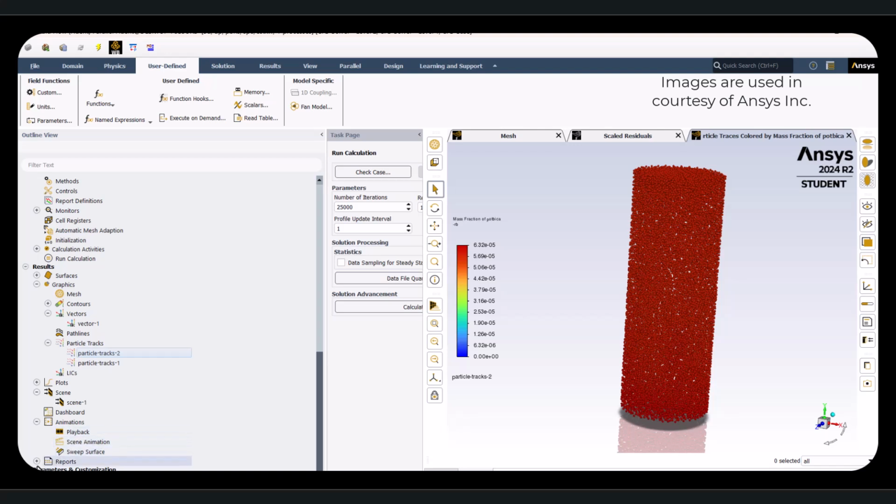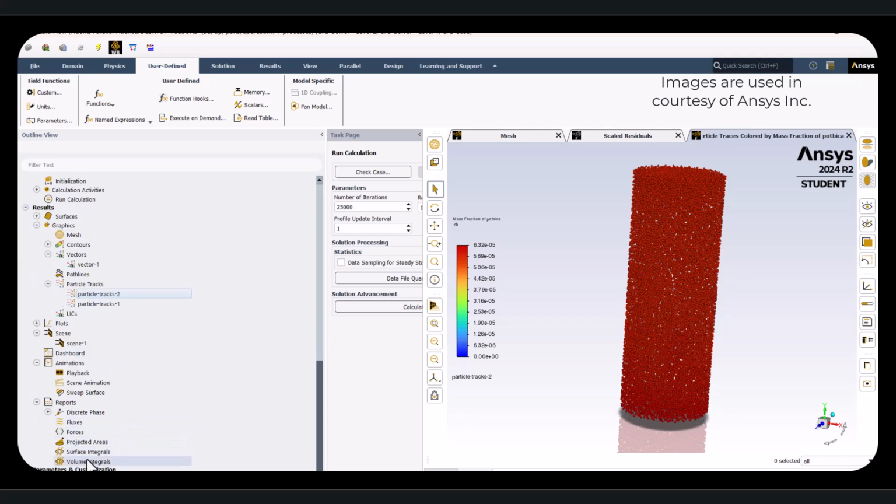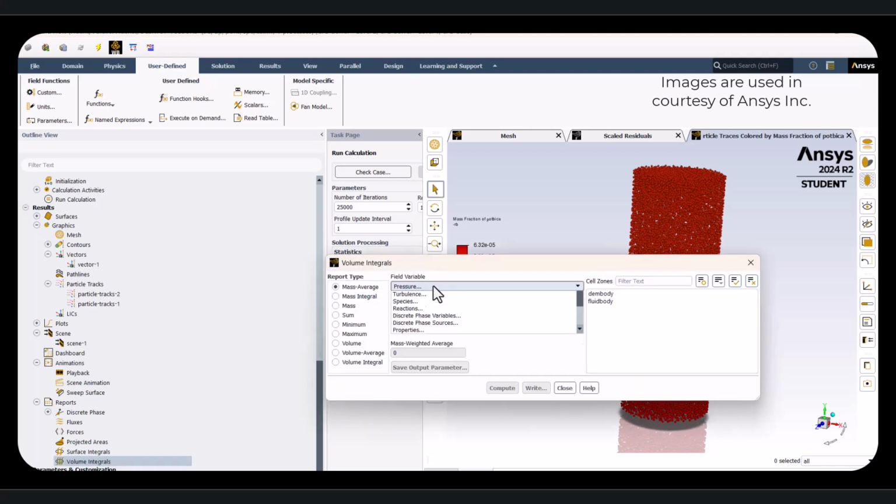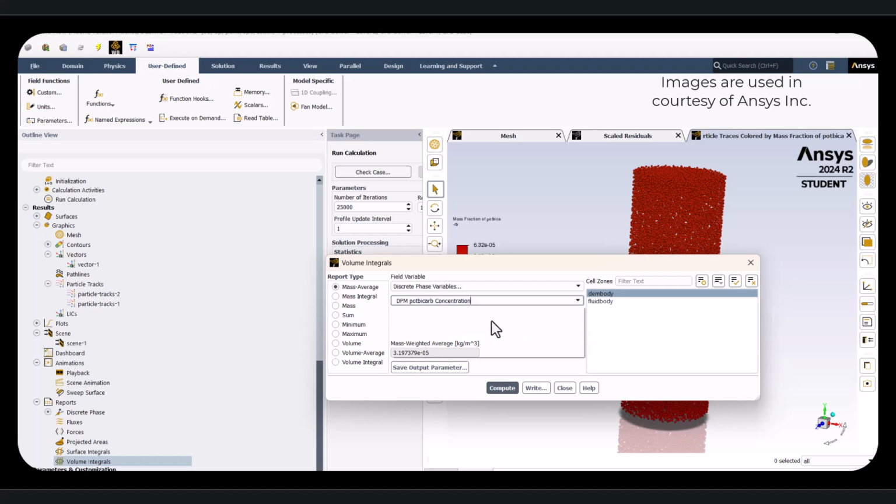And also you can have the reports for different things. Maybe if you want volume integrals with discrete phase variables, DPM concentration, potassium bicarbonate concentration, anything over this, you can always find. This is the potassium bicarbonate concentration and this is the potassium carbonate concentration. So the bicarbonate concentration increases as the time progresses and the potassium carbonate concentration decreases. If the potassium carbonate concentration decreases, it means more CO2 is getting absorbed onto the particles. These granules, particles or granules, whatever they may be.